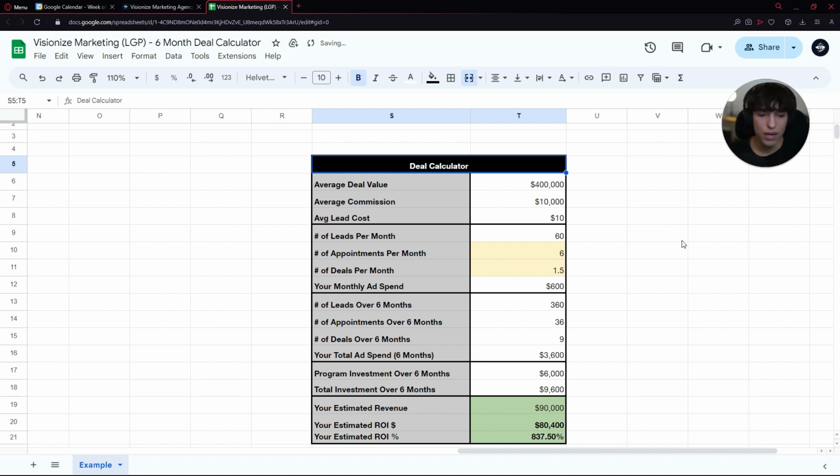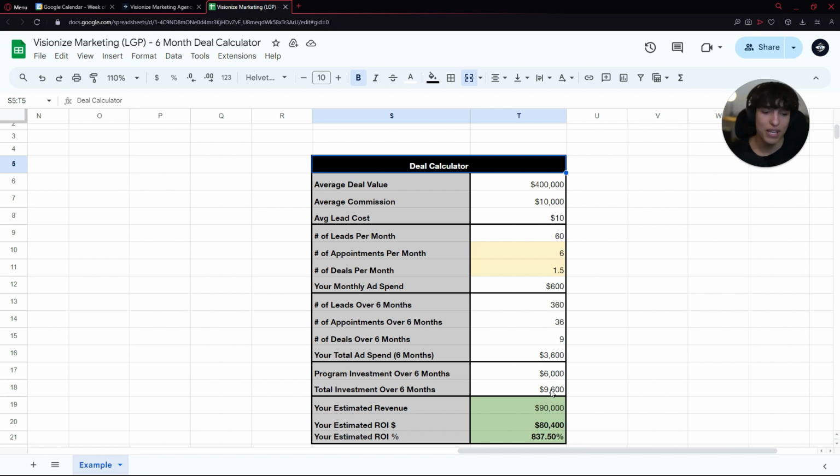And from there, as you can see, your estimated GCI right here is going to be $90,000. That is because you're getting 60 leads a month, 6 appointments a month, and an average of 1.5 deals closed, which over a 6-month period should be about 9 deals at an average commission of $10,000. And with that being said, you're going to be spending $6,000 to them and then $3,600 on ads, which brings your total investment to $9,600.